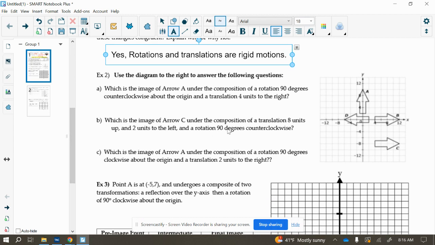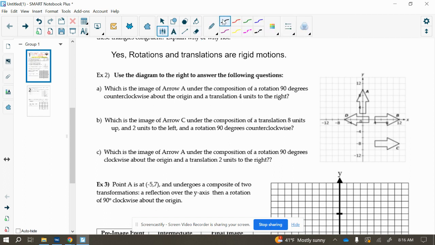Now we also have here a figure, and we are trying to figure out what would be the final image after we perform these different transformations. So the first one, we're focusing on arrow A as our original pre-image. We are rotating it 90 degrees counterclockwise. That would go this way, and then translating it 4 units to the right. So we're moving it this way. So if we rotate and then translate, we'll end up with arrow D as our final image on that.